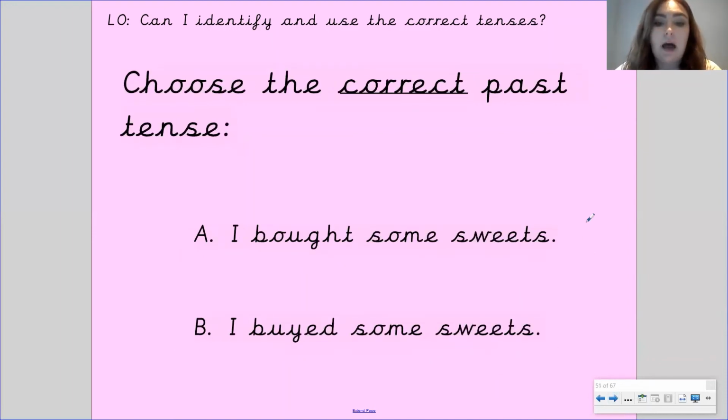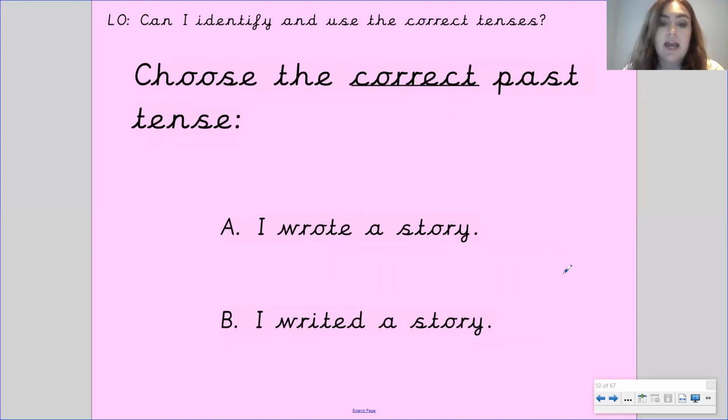Okay, next one. A, I bought some sweets. B, I buyed some sweets. Which is correct? Pause the video to have a go. Well done if you got A. It is in fact bought. We don't say buyed. I know the present tense is buy, but we don't say buyed. It is bought. That is the past tense. Okay, A, I wrote a story, or B, I writed a story. Which one is correct? Pause the video to have a think. Well done if you got A. Wrote shows us this is the correct past tense. We don't say writed. That is wrong.